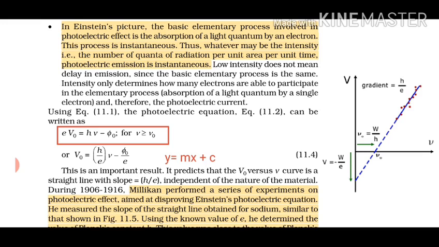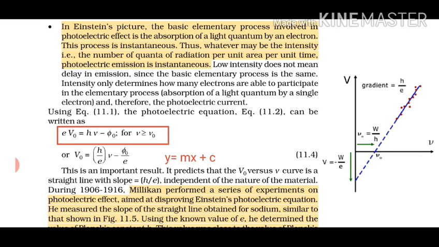K maximum can be written as eV naught. So Einstein's photoelectric equation will become eV naught is equal to h nu minus phi naught. In the next step, I have taken e from the left hand side to the right hand side. So the equation will become V naught is equal to h by e times nu minus phi naught by e.